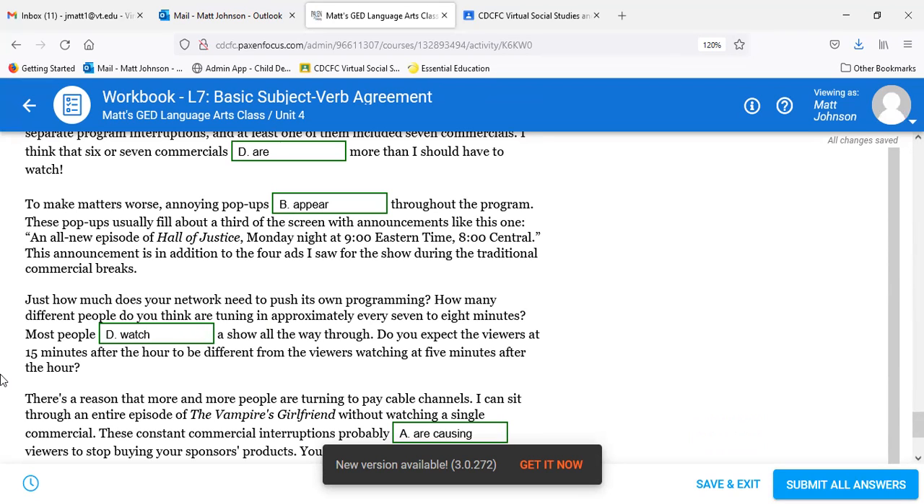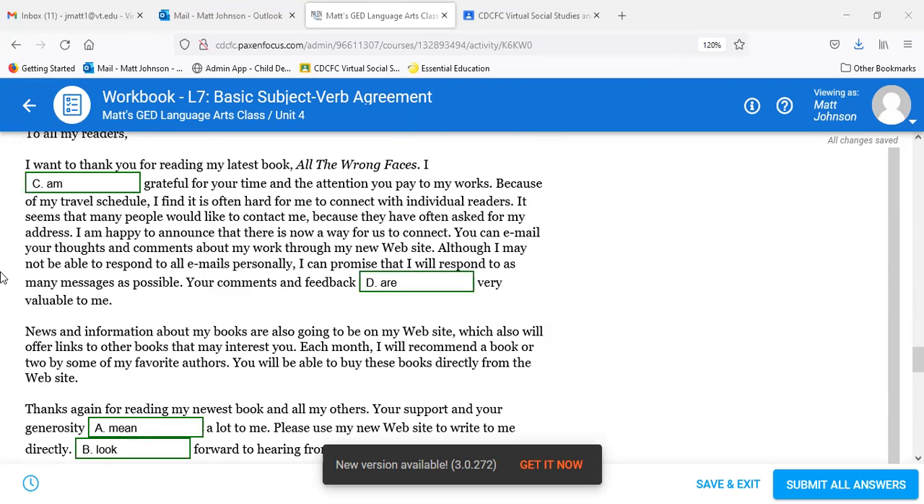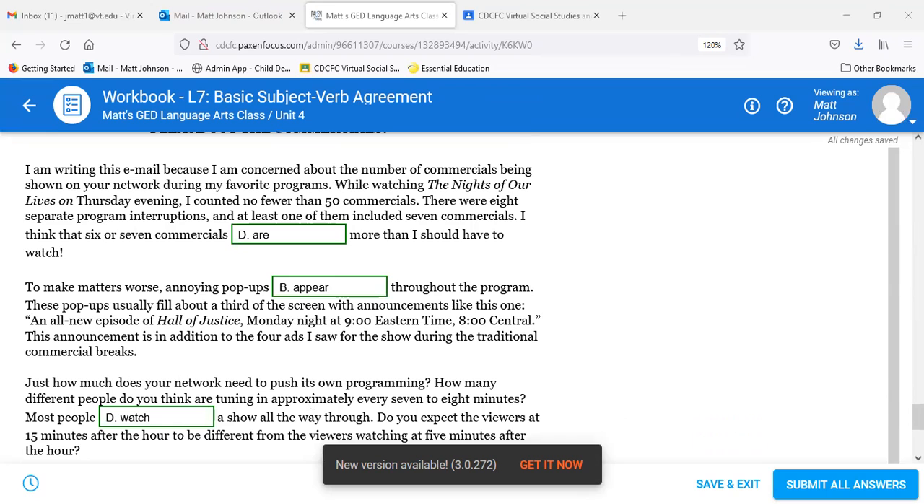And that was the end of basic subject verb agreement. Did everybody get our answers there before we move on? You know, the simpler sentences, number one for the workbook was C as in cat. I'll put that in there too.